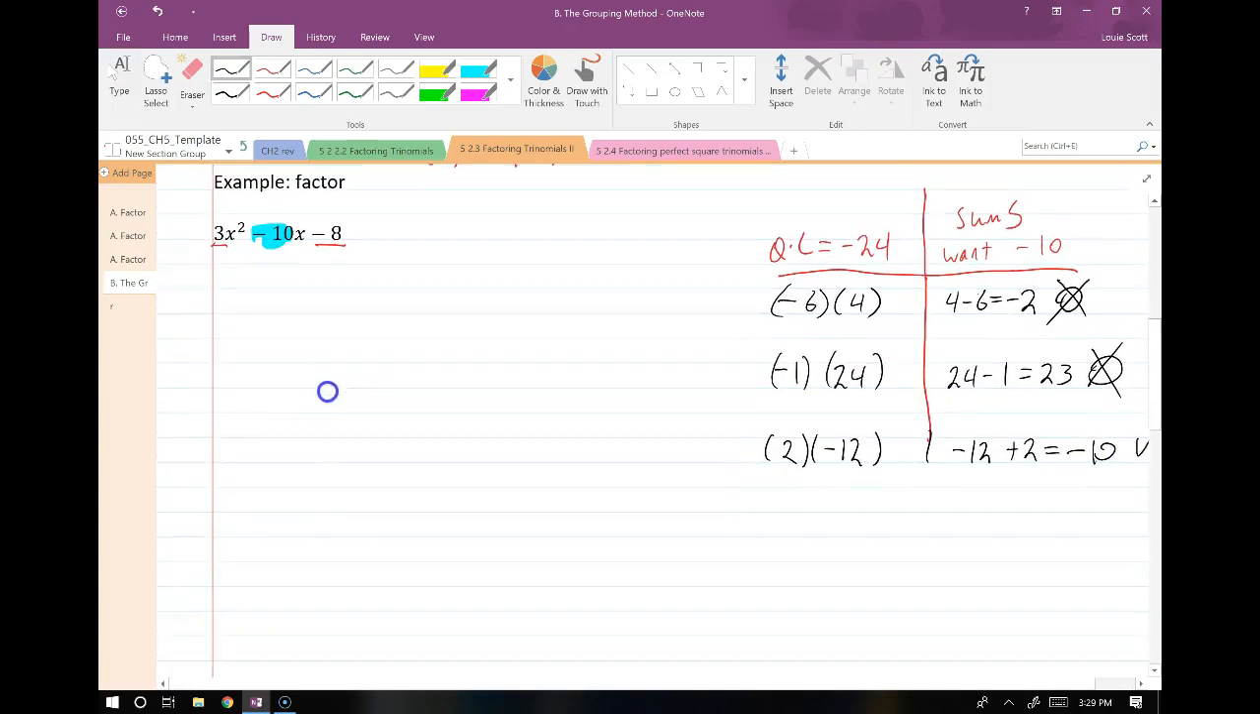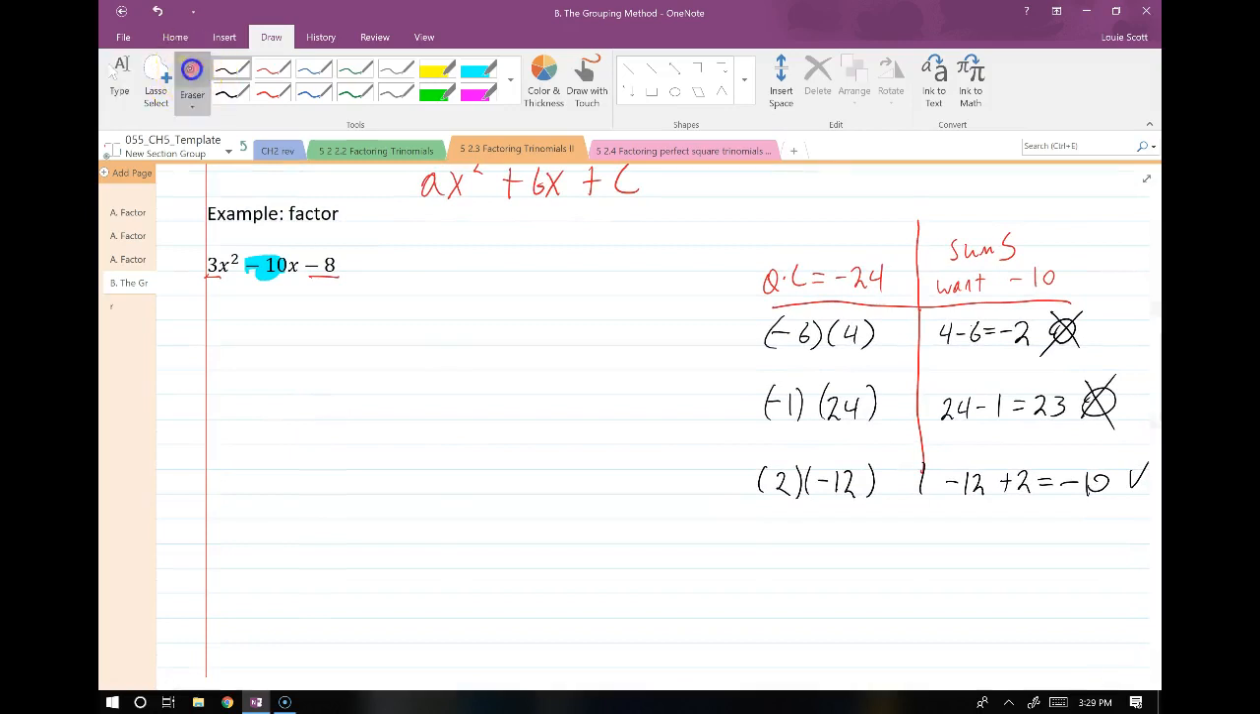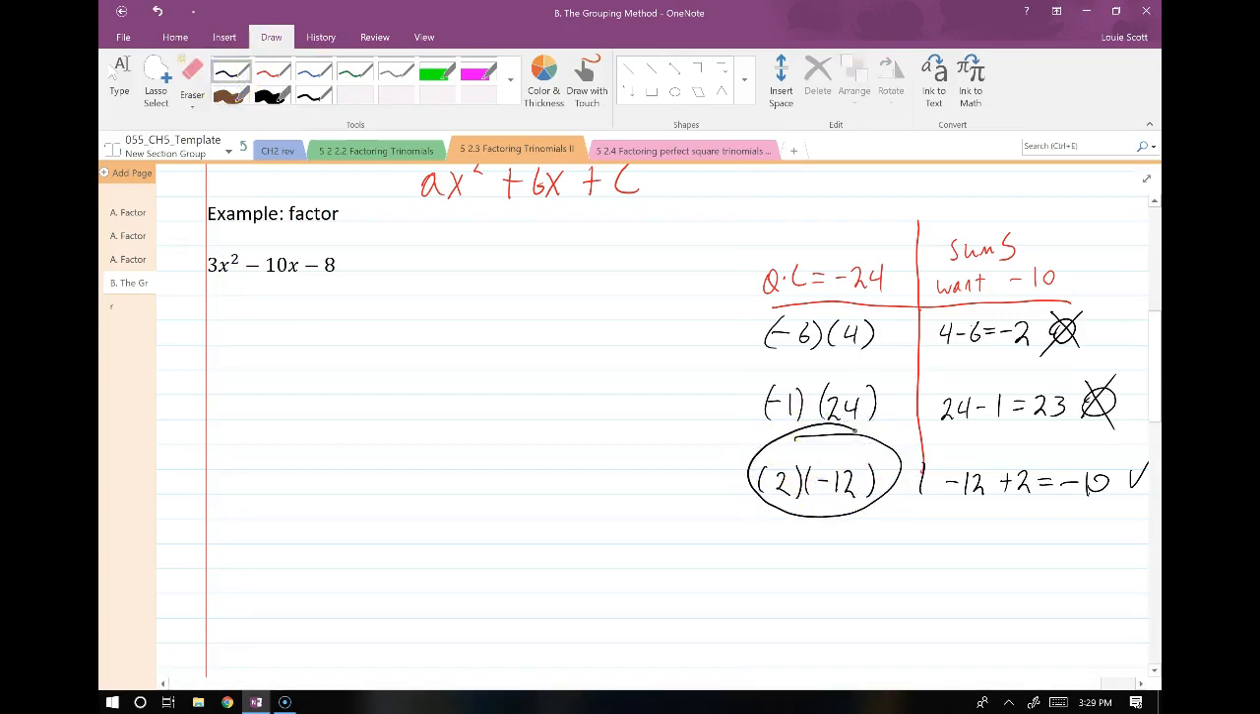So this is kind of the key step. This is the one that people forget the most frequently, and they stall out, and they get writer's block. You take these two factors you just found, and you go back to your polynomial. The first term drops straight down, 3x squared. And here's the key: the second term splits up into these two factors. So this negative 10x turns into a plus 2x and a minus 12x. And then the last term, the negative 8, drops straight down.